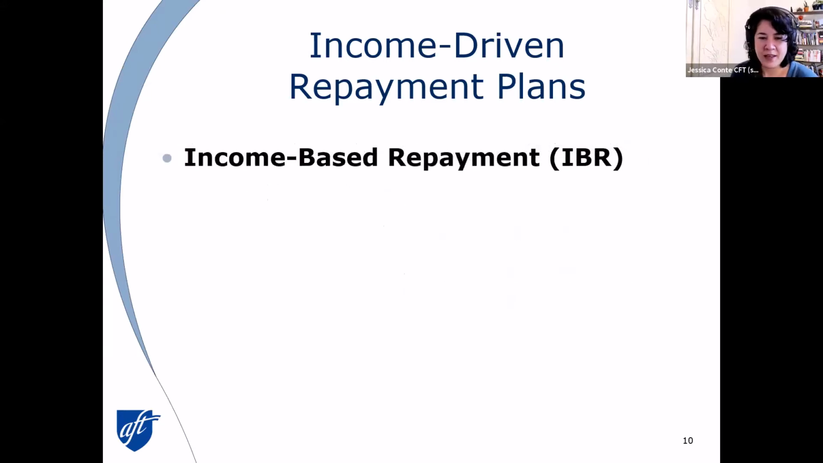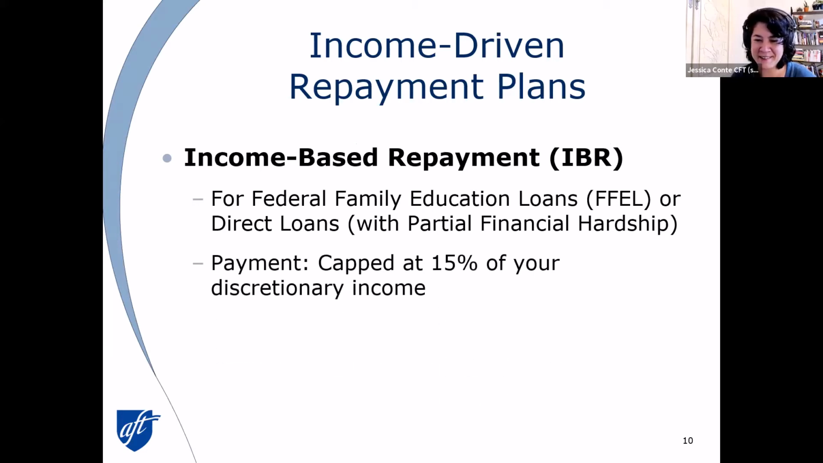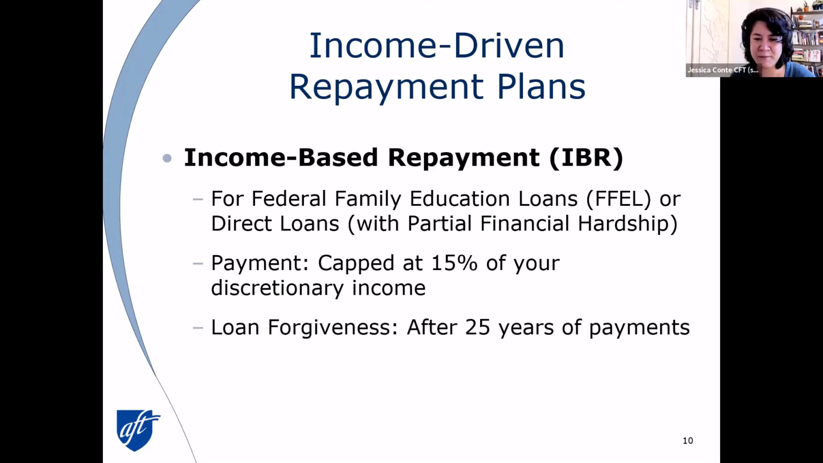Okay. So next we have income-based repayment, and this limits what you pay to 15% of your discretionary income. The most you'll ever pay in this plan is capped at what you will be paying in a 10-year standard repayment plan. You're eligible for income-based repayment if you have a direct loan or a federal family education loan, or FFEL. After 25 years of payments, any remaining balance is canceled.